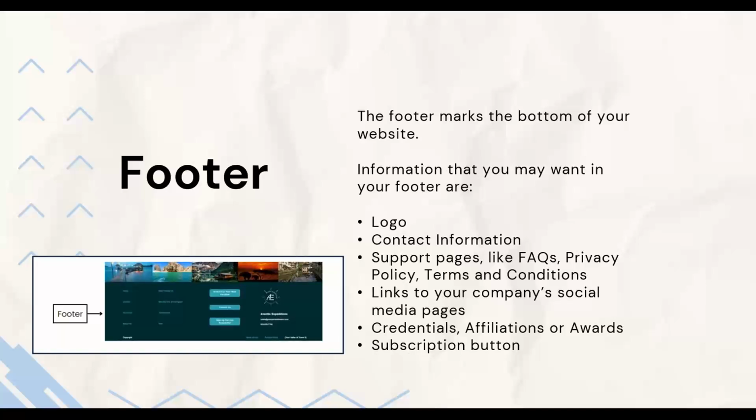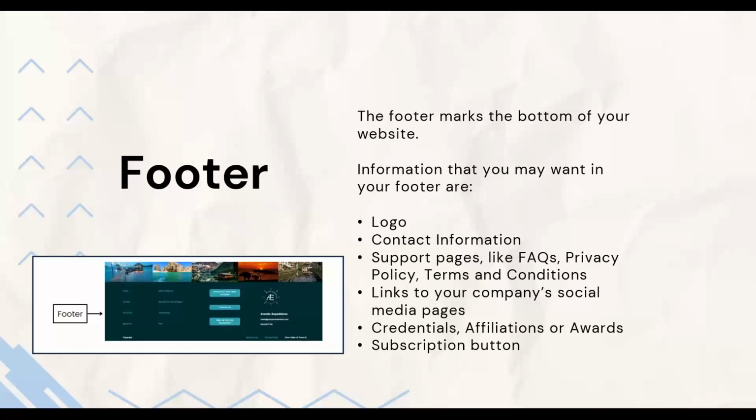Oftentimes, you'll also see things like support pages, like FAQs, privacy policy, and terms and conditions. This is also a good spot to have links to your company's social media pages. One thing that you'll want to consider too is adding a section in your footer for showing off your credentials, affiliations, or awards. I'll show you an example of that in just one moment.